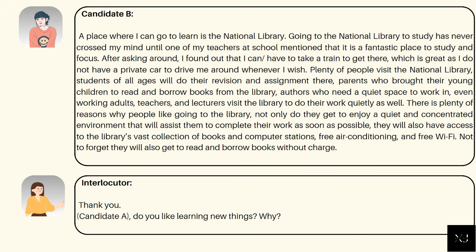There is plenty of reasons why people like going to the library. Not only do they get to enjoy a quiet and concentrated environment that will assist them to complete their work as soon as possible, they will also have access to the library's vast collection of books and computer stations, free air conditioning, and free Wi-Fi. Not to forget, they will also get to read and borrow books without charge.